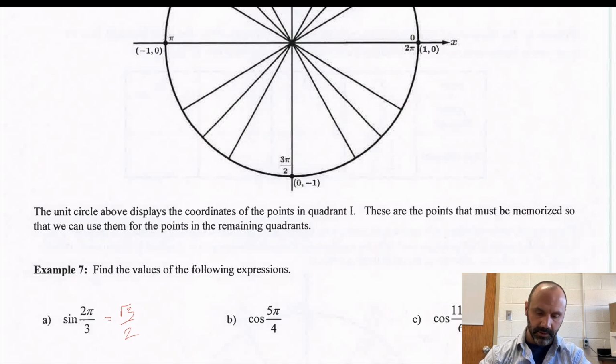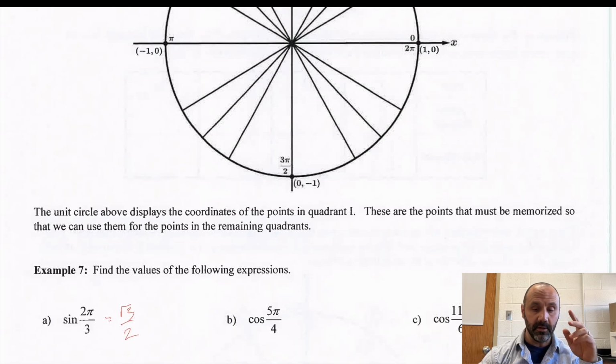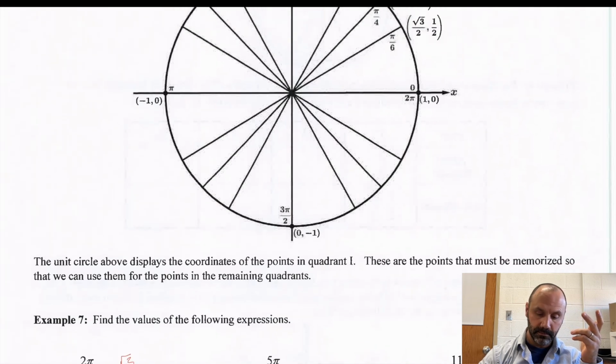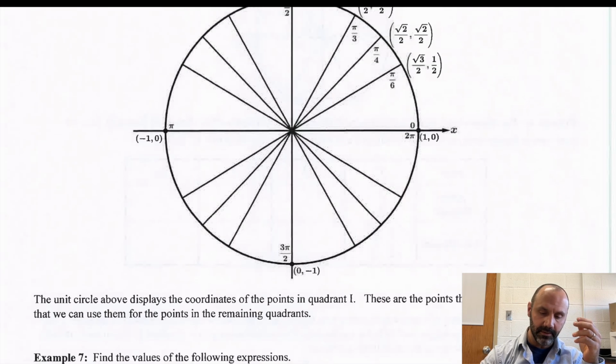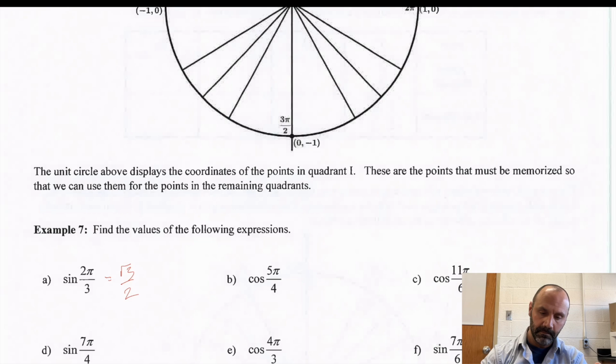Just checking my answers so I don't lead you astray as I go along. Cosine of 5 pi over 4. Well, 4 pi over 4 would be right over here, so 5 pi over 4 is going to be right here. Cosine is negative, because I'm in the third quadrant with a negative x coordinate. For the pi over 4, it's the same either way, so this is going to be negative root 2 over 2.